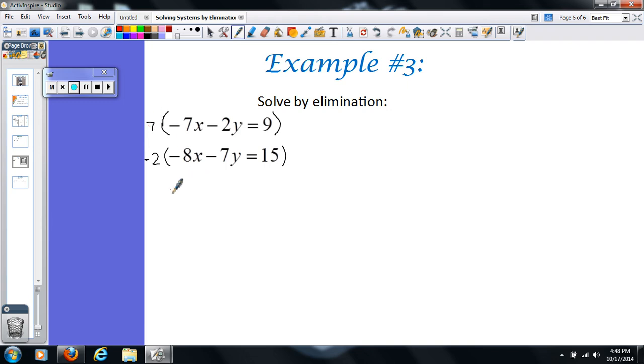So 7 times negative 7 is negative 49x. That's minus 14y. And then 9 times 7 is going to be 63. The next one, you have negative 2 times negative 8 is positive 16x. Negative 2 times negative 7 is going to be positive 14y equals negative 2 times negative 15 is going to be negative 30.